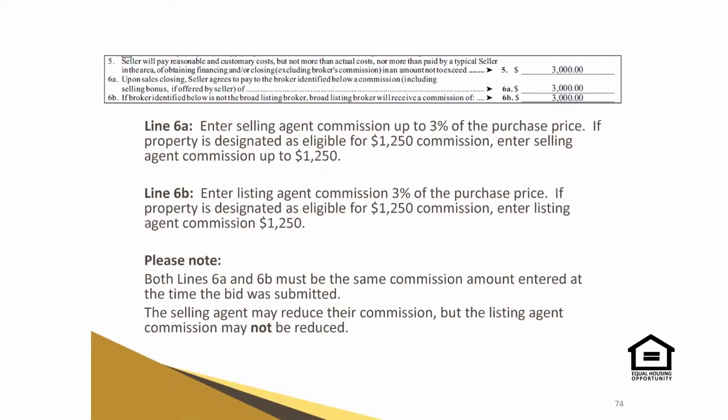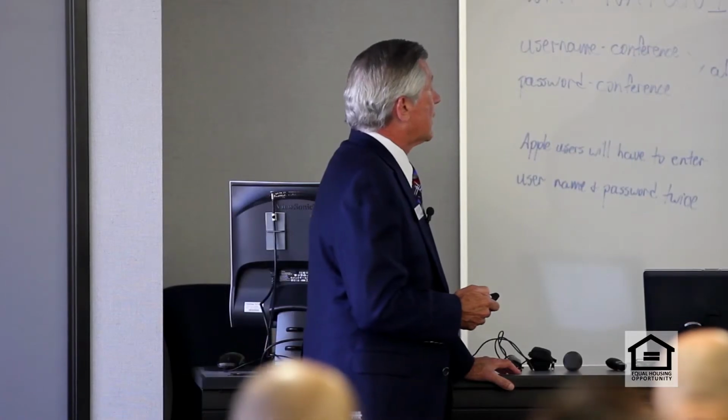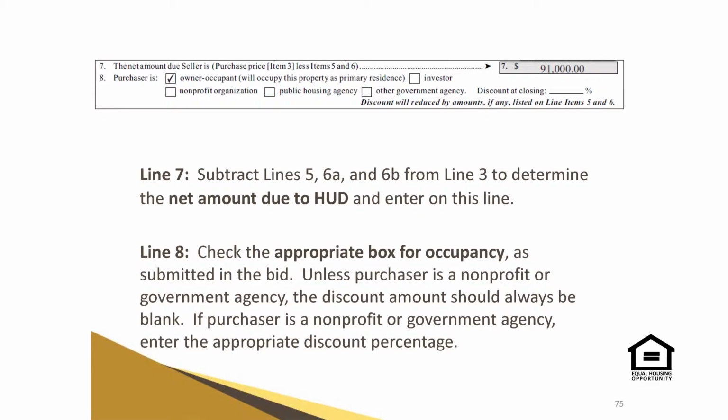Line 6A is the selling agent commission, up to 3%, and you guys can monitor that. You can adjust that amount. 6B is the LLB's commission. You cannot tinker with that. But please note that it's got to be the same amount as what was submitted at the time of bid submission. You subtract lines 5, 6A, and 6B from line 3 to determine line 7. It's the net amount due HUD.